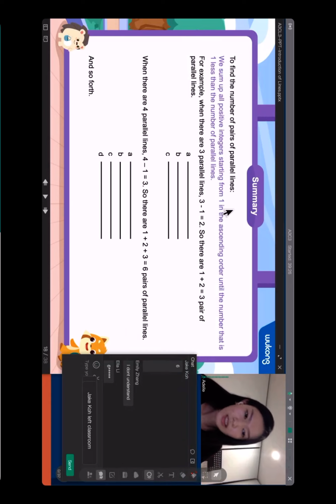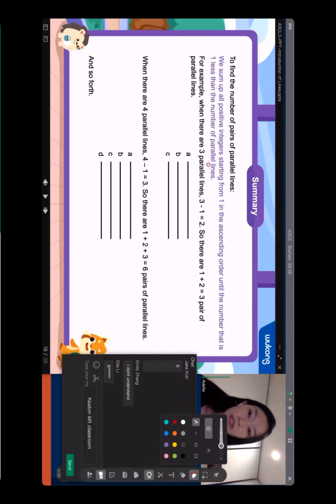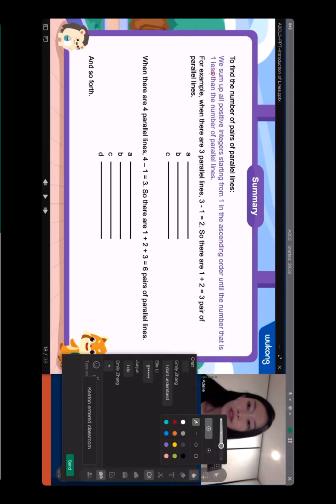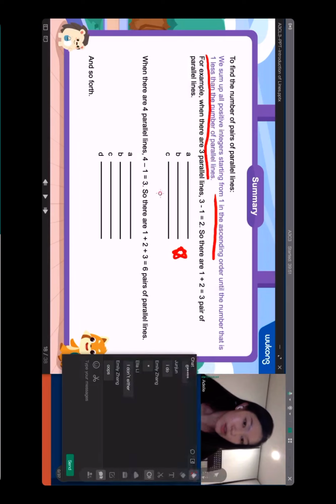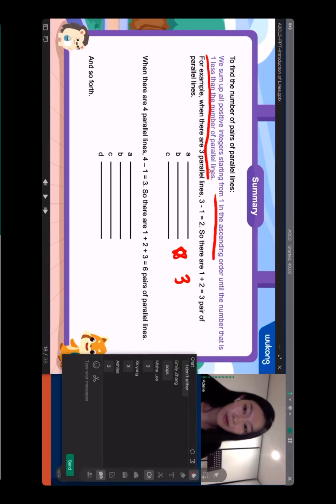So I'm just going to go through that again because it can be a little confusing. So what it means here is that we sum up all positive integers starting from 1 in ascending order until the number that is 1 less than the number of parallel lines. So we're going to look at this part first. 1 less than the number of parallel lines. We're going to look at this question, okay? How many parallel lines are there in this question? Or just how many lines are there in this question? 3, right? And the number that is 1 less than the number of parallel lines is 3 minus 1.